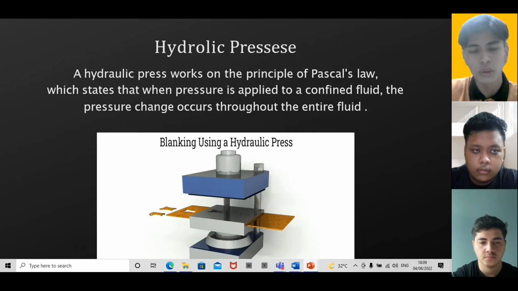The last is the hydraulic press. The hydraulic press works on the principle of Pascal's law, which states that when pressure is applied to a confined fluid, the pressure change occurs throughout the entire fluid.